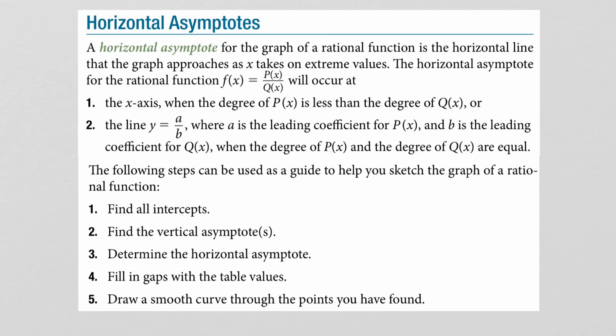And then as a guide for graphing rational functions, you always want to go ahead and find your intercepts. So that would be x and y intercepts, if they have any. And you want to find the vertical asymptotes. You want to find the horizontal asymptote. And then you need to fill in the gaps with table values, right? So you need to pick values of x that are around those vertical asymptotes and then draw a smooth curve.